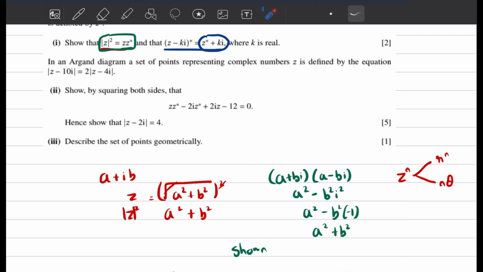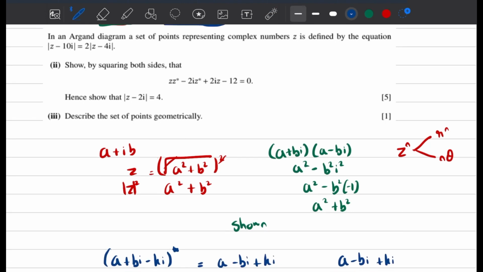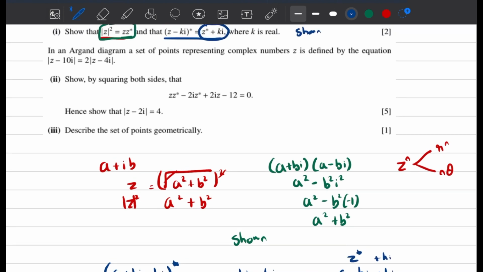So you have shown this part too. So this is shown too. Do you get this, bache? This was Z conjugate plus Ki. So the first part is done. Do you get it till this point, guys?